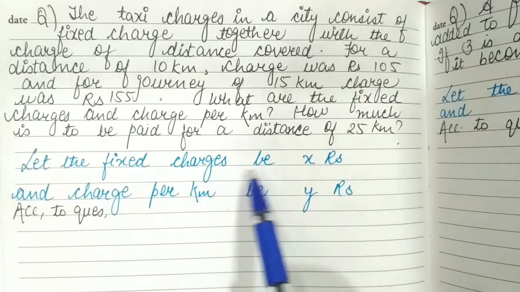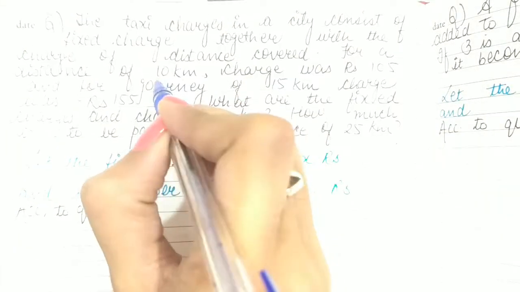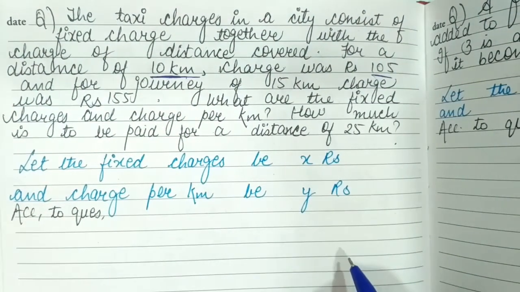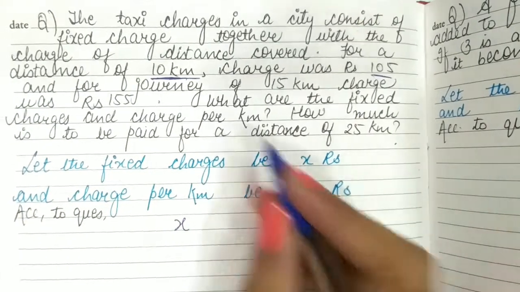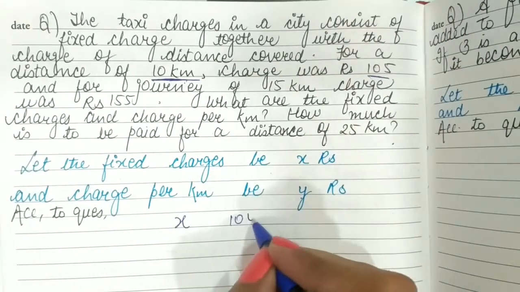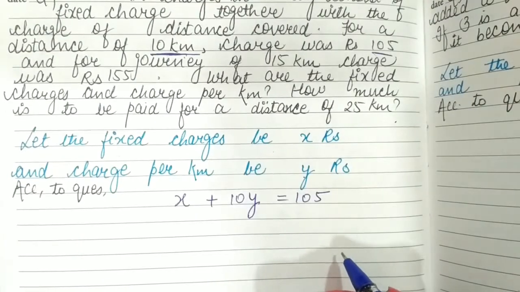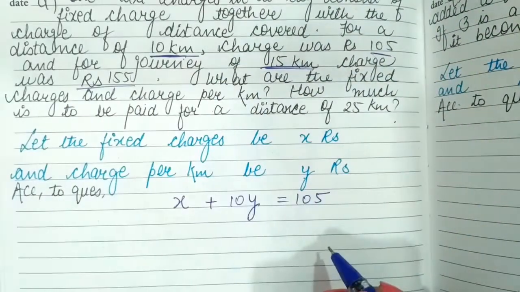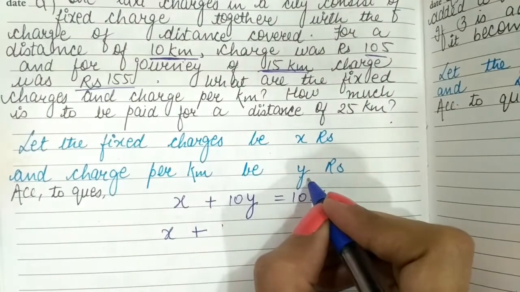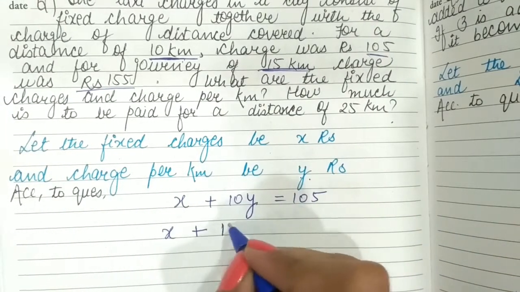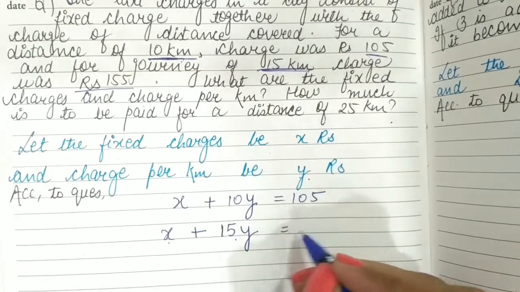We have assumed here, let the fixed charges be x rupees and charges per kilometer be y rupees. In the question it is said, for a distance of 10 kilometers, he has to pay 105 rupees. The fixed charge plus charges per kilometer. So charges for 1 kilometer is y. Charges for 10 kilometers is going to be 10y. The total to be paid was 105. Next, for a journey of 15 kilometers, he has to pay 155. Charges per kilometer is y. So charges for 15 kilometers is going to be 15y, and the total, the fixed and the charges per kilometer, cost him 155.